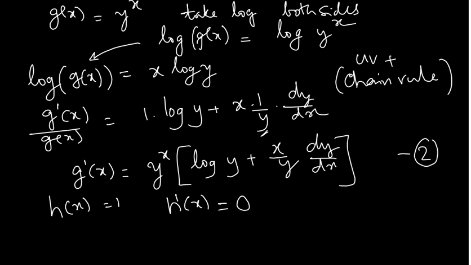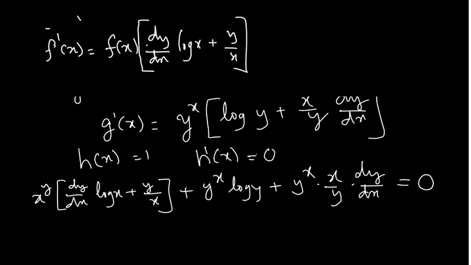So we need to substitute f dash x, g dash x, h dash x into the equation. Okay, so this is our f dash x, this is our g dash x, that's our h dash x. So we try to add them. I substituted f dash x: x to the power of y, dy by dx log x plus y by x. That's the same as this. Plus y to the power of x, I expanded and multiplied this: y to the power of x into log y plus y to the power of x into x by y dy by dx. So h dash x equals 0. That's why I put h dash x equal to 0.